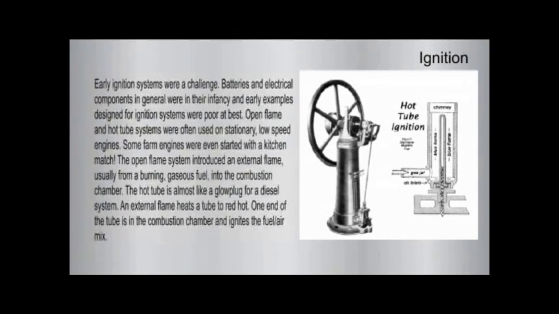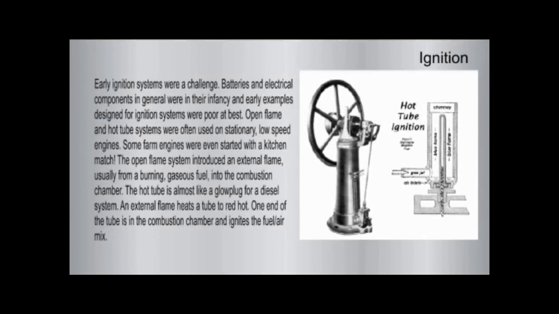Early ignition systems were a challenge. Batteries and electrical components in general were in their infancy, and early examples designed for ignition systems were poor at best. Open flame and hot tube systems were often used on stationary low-speed engines. Some farm engines were even started with a kitchen match. The open flame system introduced an external flame, usually from a burning gaseous fuel, into the combustion chamber.